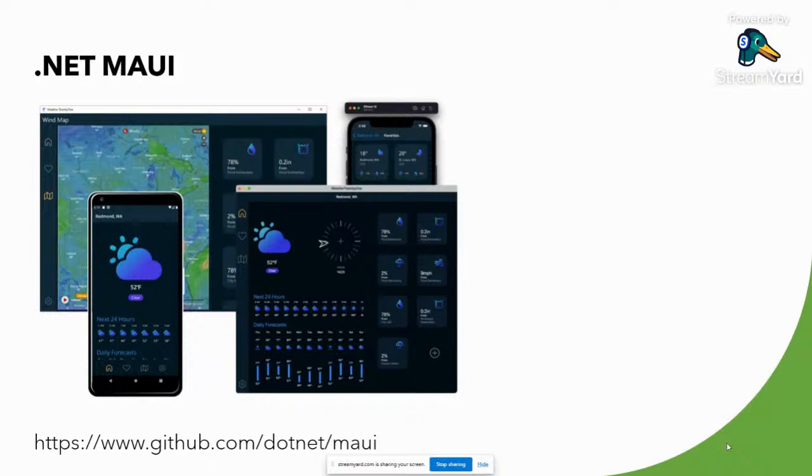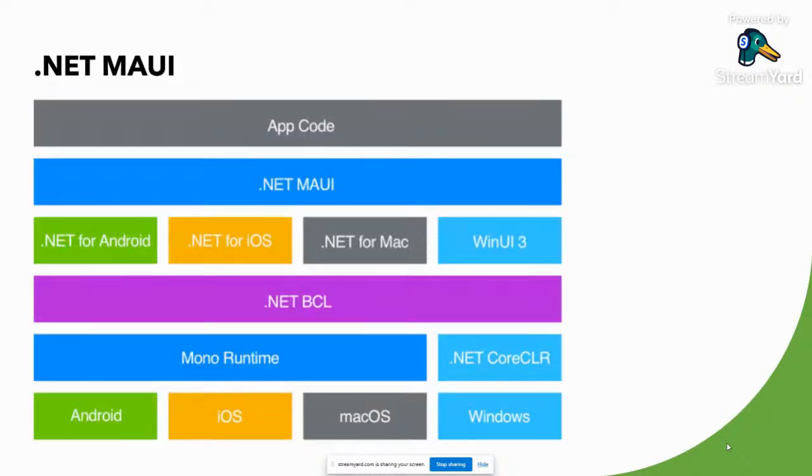This is the marketing slide for Maui. It's open source. It's on github.com/dotnet/maui. Basically, you write your application once using XAML or C# for the UI and using C# for the code. And it runs everywhere, from Windows to Android to Mac to iOS. Write once, run everywhere. That's basically the premise.